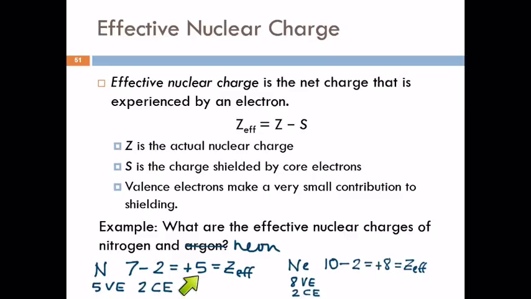So what this tells us is the valence electrons for nitrogen are experiencing a +5 charge from that nucleus. The valence electrons for neon are experiencing a +8 charge. It pulls them in. The force of attraction is greater, and so the electrons get pulled in a little bit. It's the electrons in their orbitals that make up most of the volume of our atom, and so that affects the size.